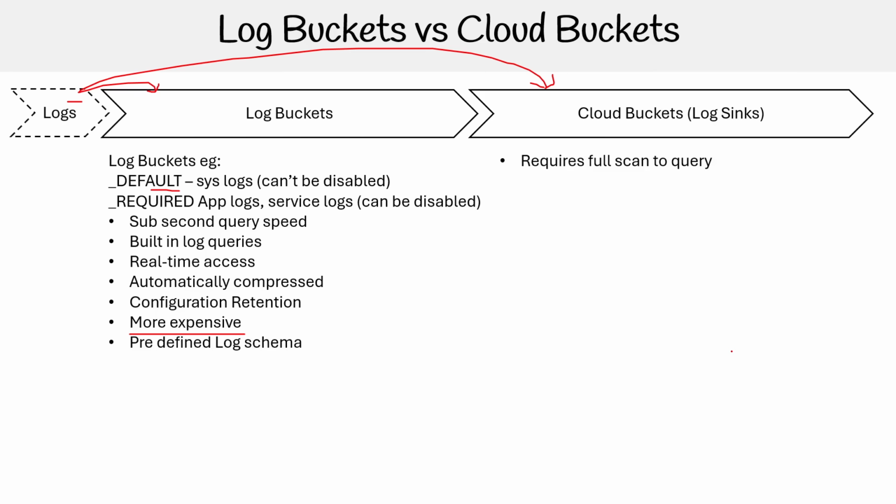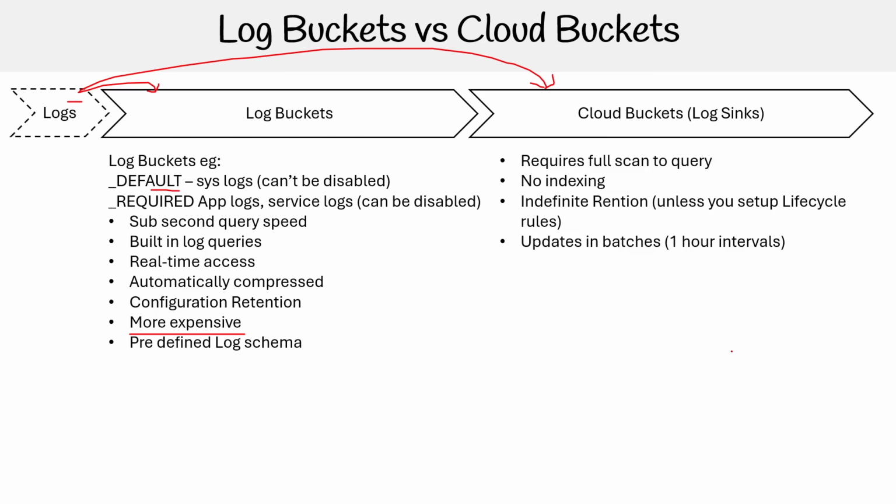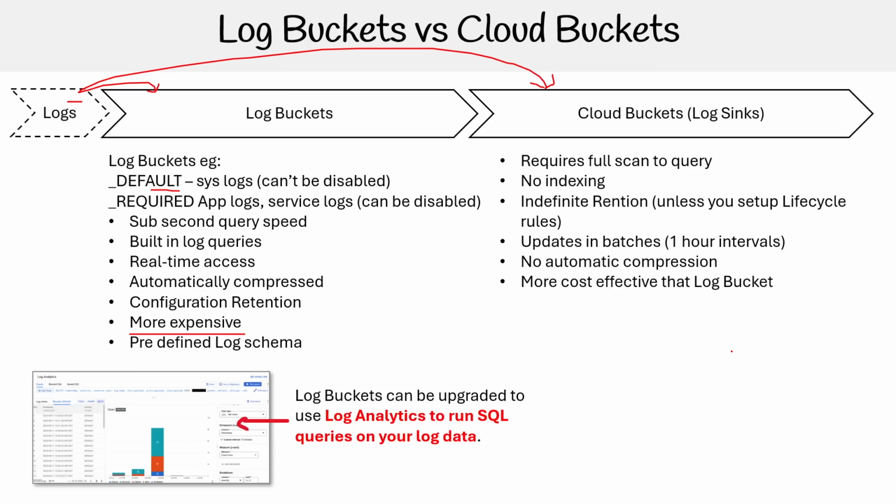So cloud buckets require full scans to query. It has no indexing. It has indefinite retention. It updates in batches. It has no automatic compression. It's more cost effective than log buckets. So that's the key thing. Log buckets can be upgraded to use log analytics to run SQL queries on your log data. So there's just a lot you can do with log buckets.